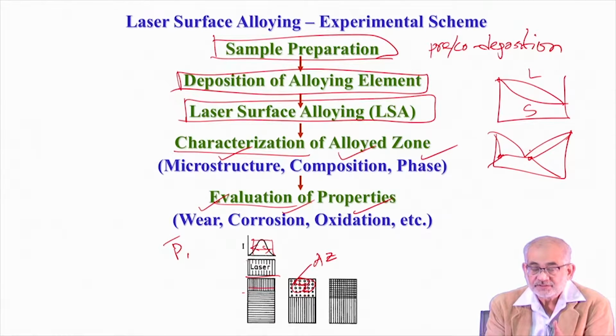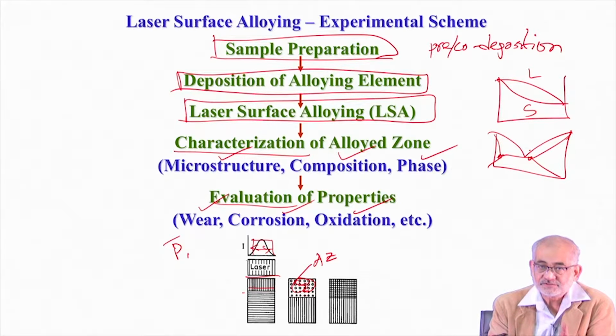So when you want to do it in the solid state, you have difficulties because diffusion has to take place, which is a slow process, and then you have solubility limits and so on. But in laser, instantly you can take the temperature to here. And as you take the temperature here, then any amount of A and B can be intermixed.